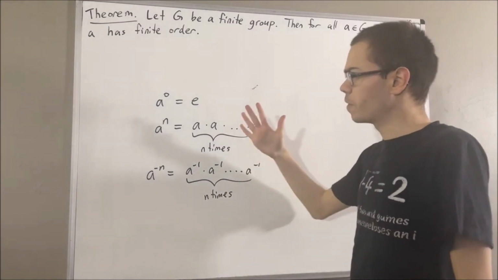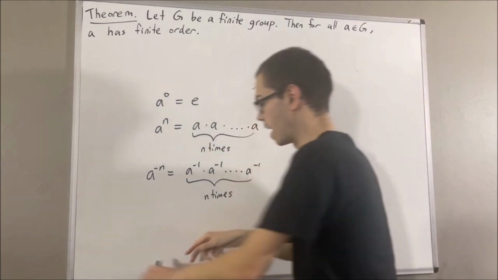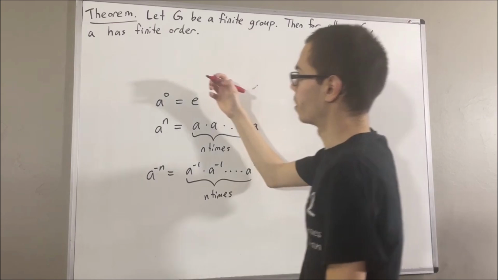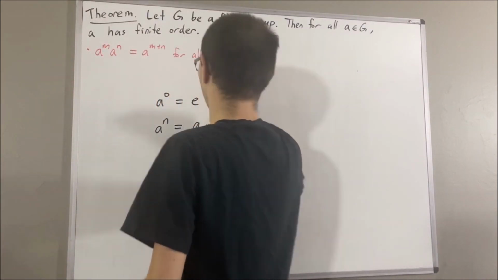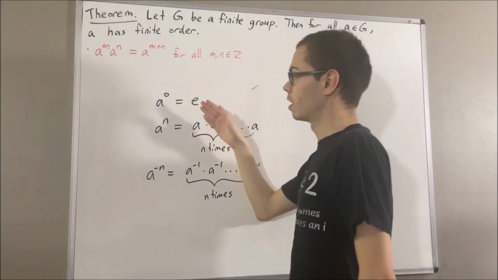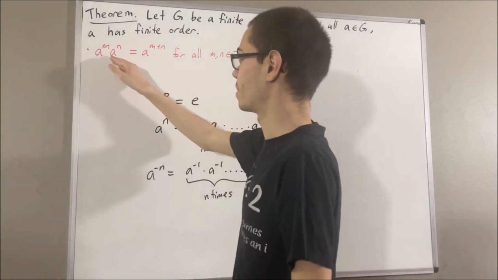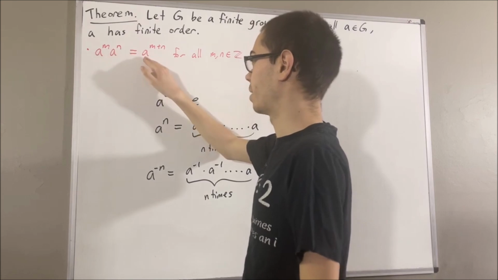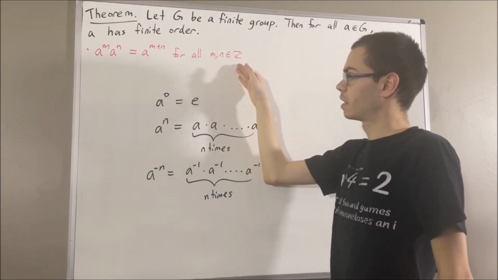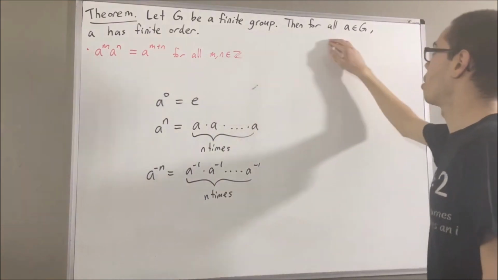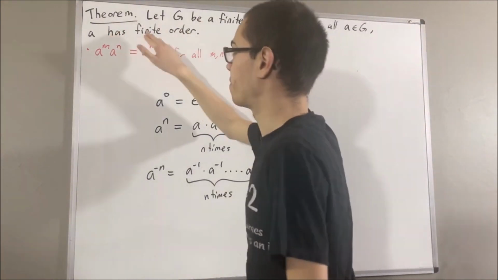And we have proven the following property regarding exponentiation of elements in a group. Given a group element A, we have that A to the power of m times A to the power of n is equal to A to the power of m plus n for all integers m and n. Okay, now we're trying to prove for all elements A in G, A has finite order.